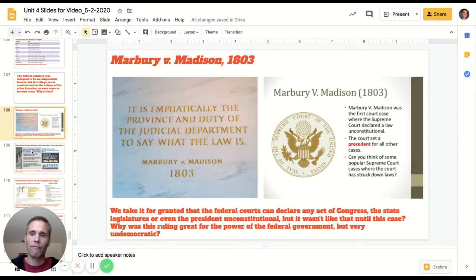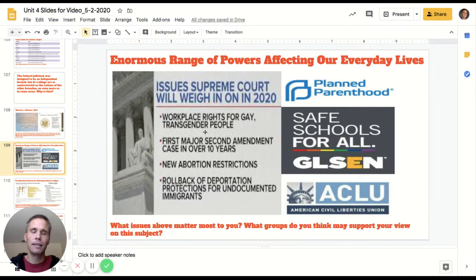And I want you to think about that for a moment, because those powers can extend into a variety of different aspects of our lives, be it workplace rights for gay or transgender people, Second Amendment matters, new abortion restrictions, rollback of deportation protections for undocumented immigrants. This is ultimately why interest groups play such a large part when new nominees come forward, trying to tell senators, hey, look, you should support these U.S. Supreme Court justice nominees, or no, absolutely not, do not support them.